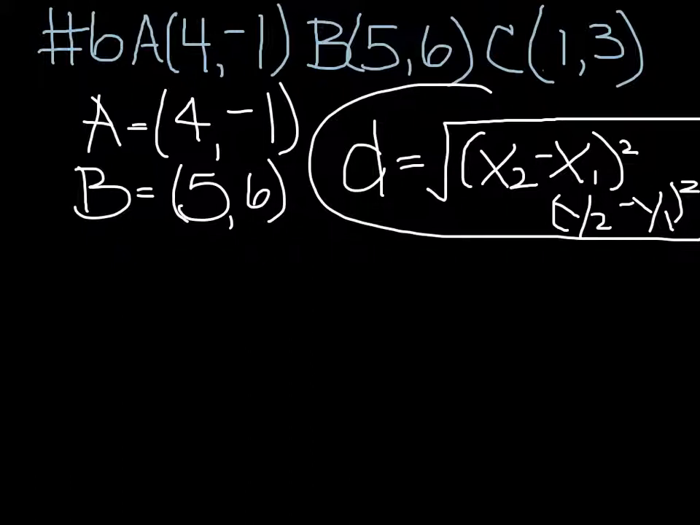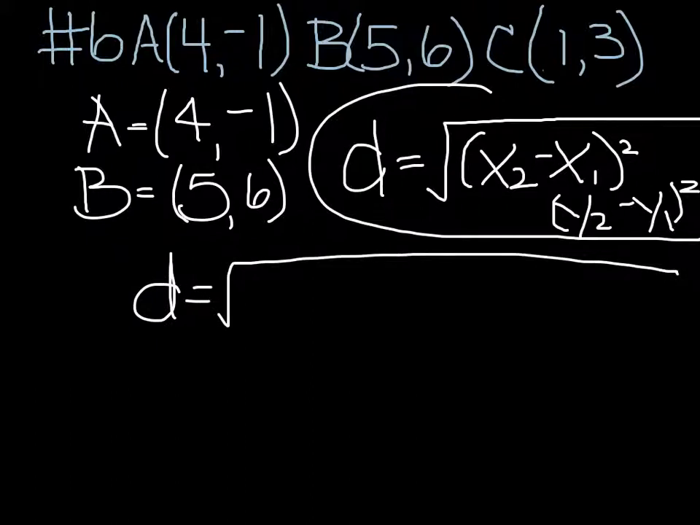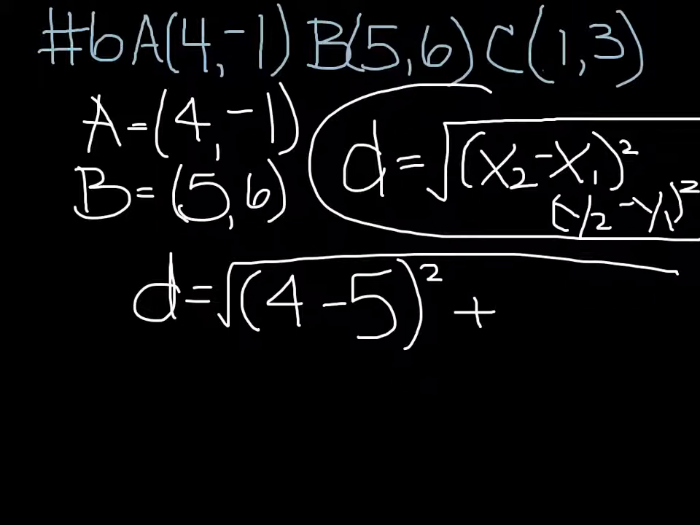Well, the first problem. So once again, distance equals the square root of, so we know that 4 would be x2, so 4 minus 5, which would be x1, squared, plus y2 would be -1, so -1 minus 6, which is y1, squared. Don't forget the little squared up there.